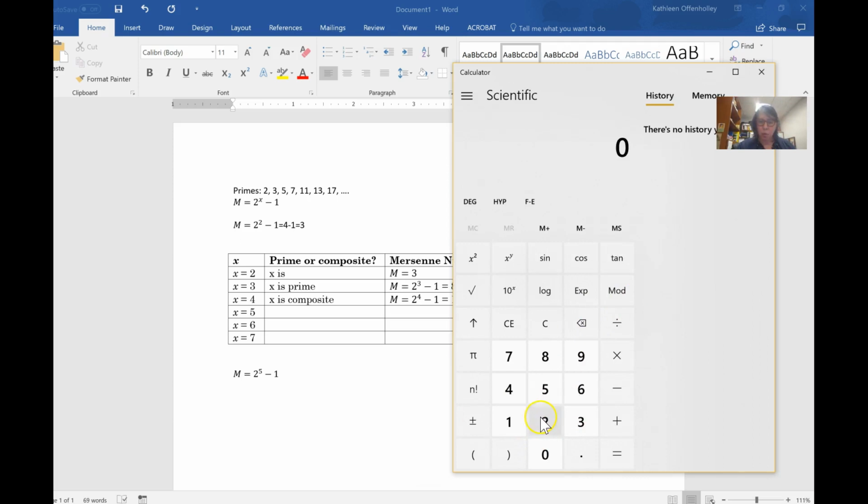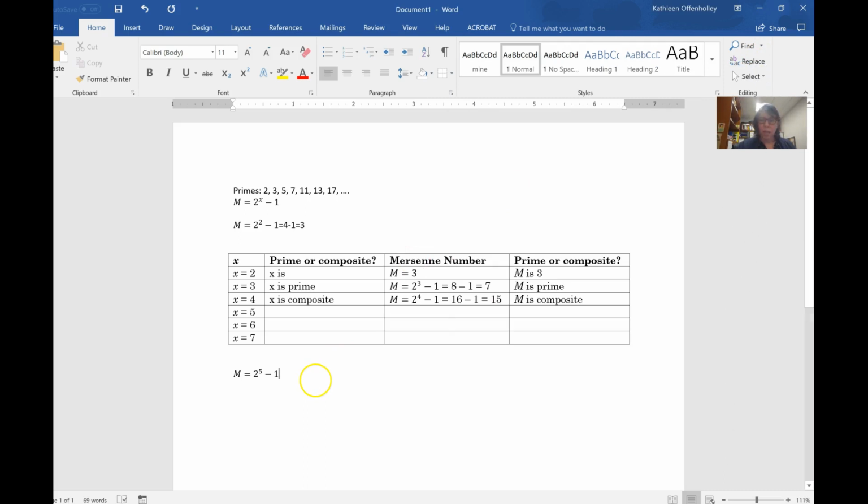So how do you get exponents on your calculator? On your calculator, you do 2, and then you'll have either an x to the y or y to the x key like that, or it looks like a caret on your calculator. And then you put the 5, and then you put equals. So 2 to the 5th is 32. So we've got now 32, and don't forget, minus the 1. 32 minus 1 is 31.